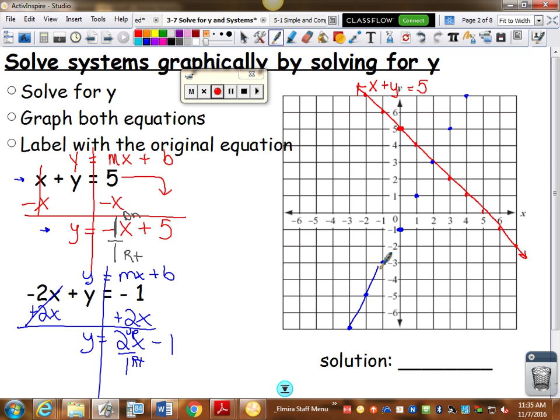Don't forget to connect arrows, and label with the original typed equation, -2x plus y equals -1. I'm looking for that cross point, (2, 3). Remember, the x value has to come first.